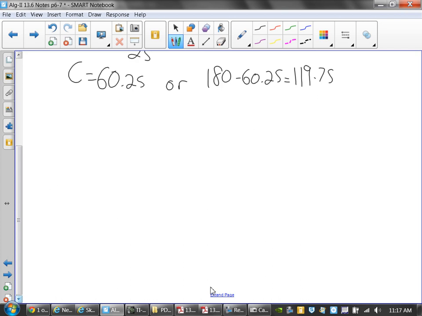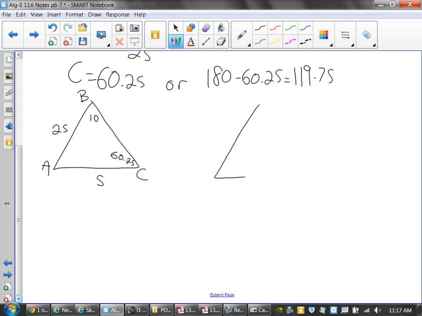Triangles, just redraw the diagram. 10, 5, this was 25, I believe, right? That way you don't mess up and forget what values you've got to work with on the other one. Because now to solve for angle A, when you subtract everything out from 180, you're going to get either 109.75, or over here you're going to get 50 and a quarter.